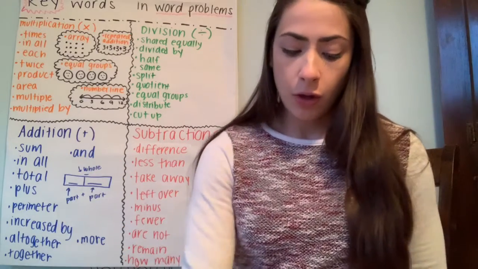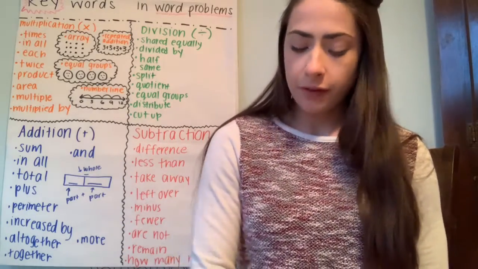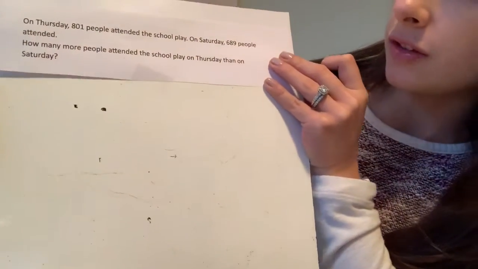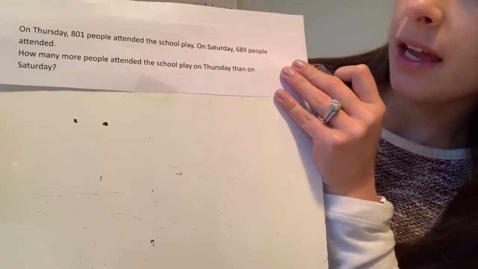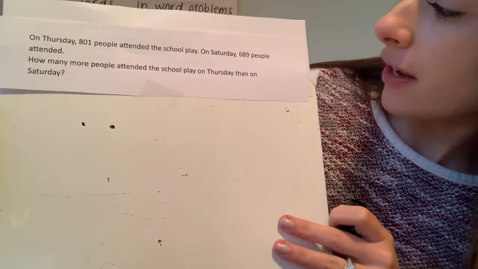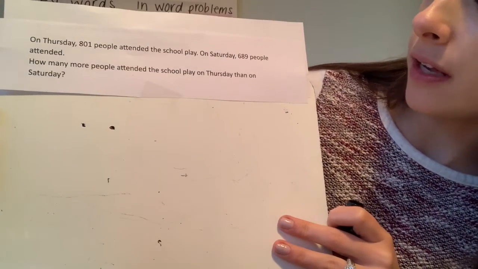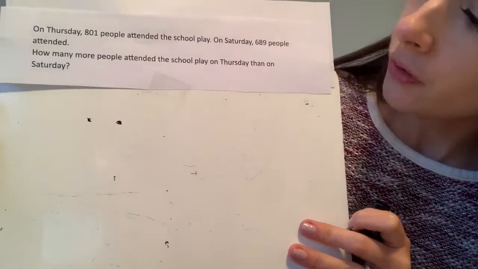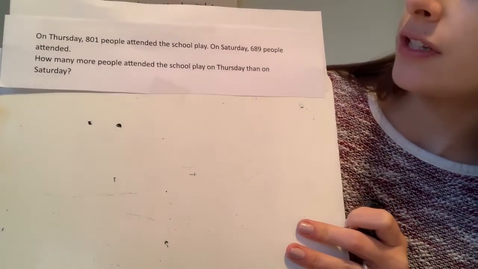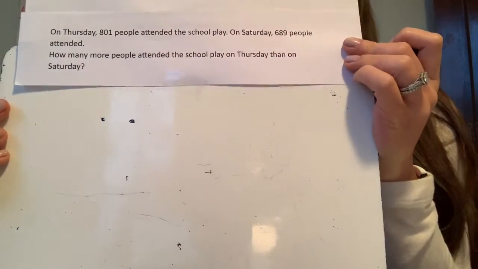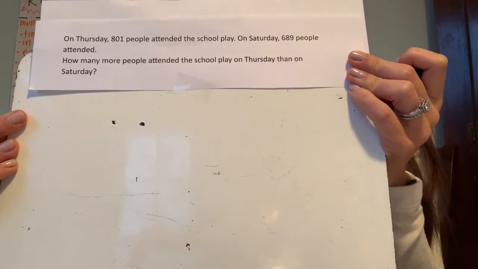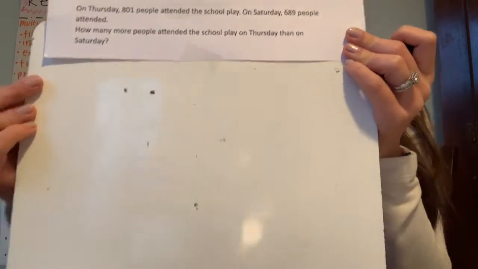So we're thinking of those clue words to give us a hint about how we need to solve this. This says, on Thursday, 801 people attended the school play. On Saturday, 689 people attended. Attended means came to the play. How many more people attended the school play on Thursday than on Saturday? That phrase, how many more, tells us that we need to find the difference or we need to subtract.